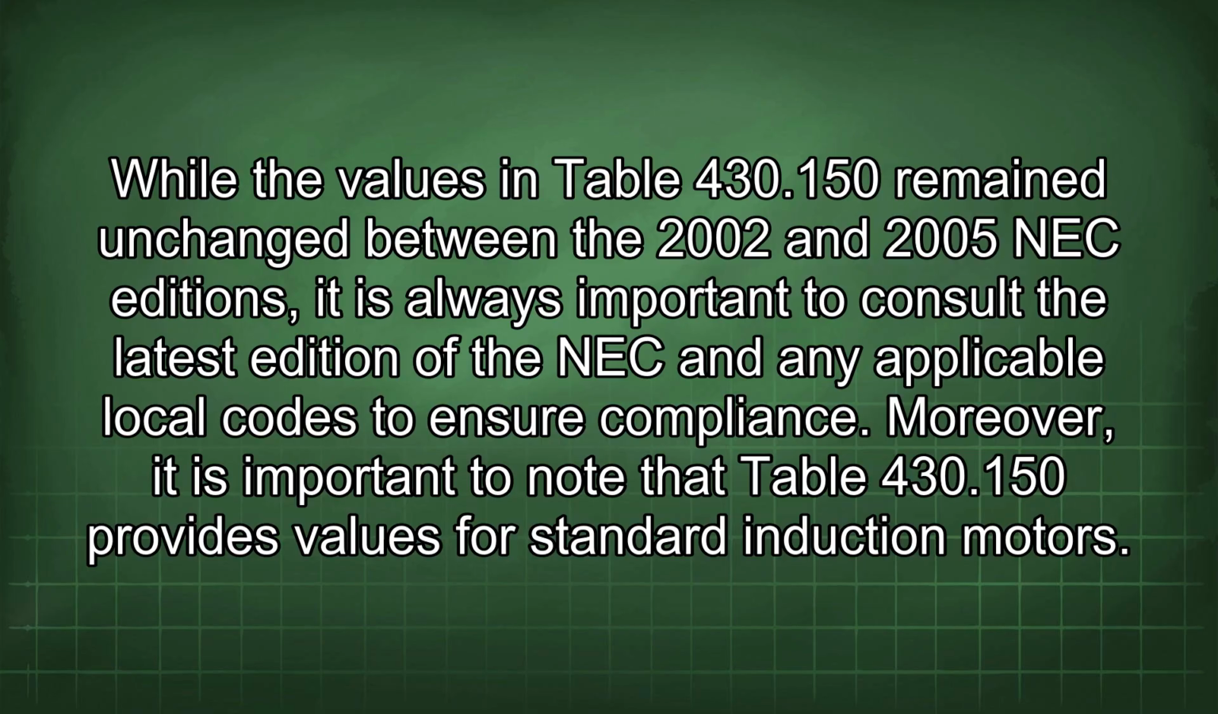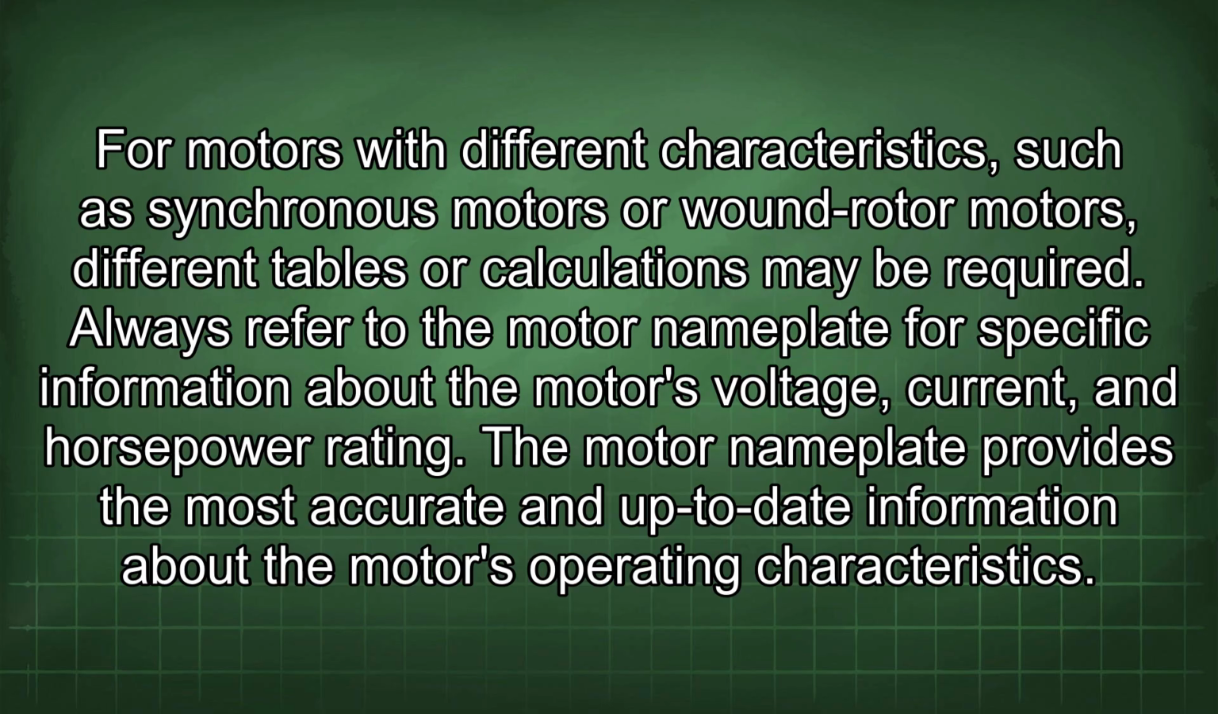Moreover, it is important to note that Table 430.150 provides values for standard induction motors. For motors with different characteristics, such as synchronous motors or wound rotor motors, different tables or calculations may be required. Always refer to the motor nameplate for specific information about the motor's voltage, current, and horsepower rating. The motor nameplate provides the most accurate and up-to-date information about the motor's operating characteristics.